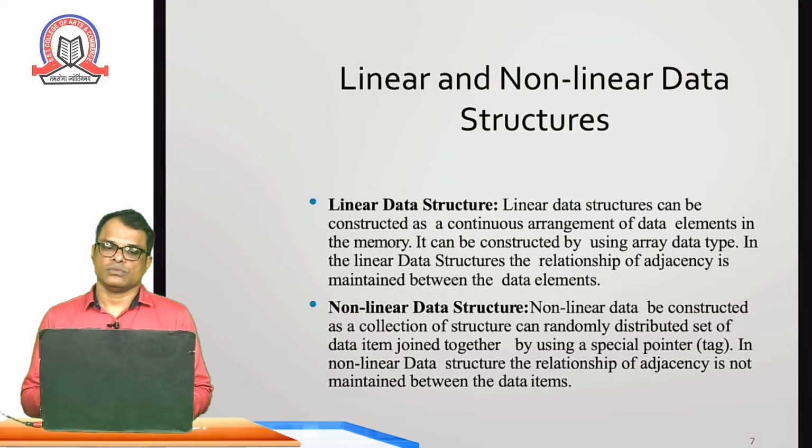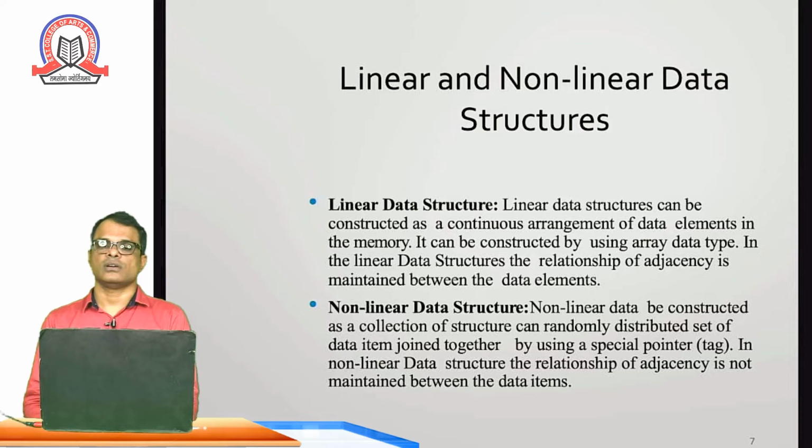Now we will see what a linear data structure and a non-linear data structure are. A linear data structure can be constructed as a continuous arrangement of data elements in the memory. It can be constructed by using the array data type. For example, if we construct an array, then we can call it a linear data structure. In a linear data structure, the relationship of adjacency is maintained between the data elements.